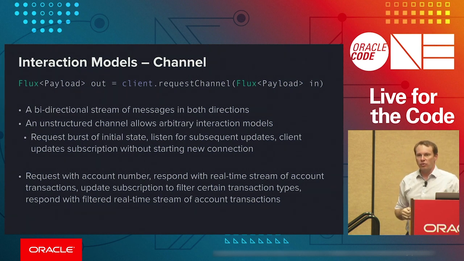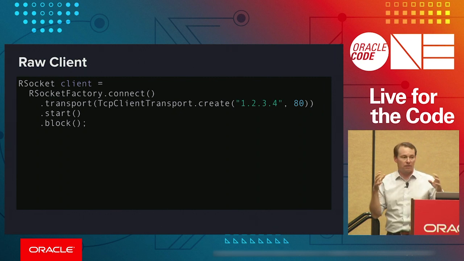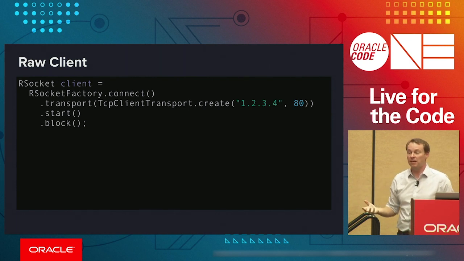So what does code like this look like? All right, so in this particular case, we're going to take a look at what we call the raw client. If you took the interface that I showed a little bit earlier, this is how you use it. You have this RSocket factory, you connect it. Notice we specify a particular transport here. In this case, it's going to be TCP.